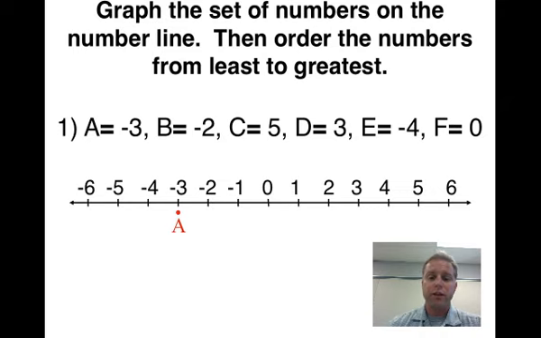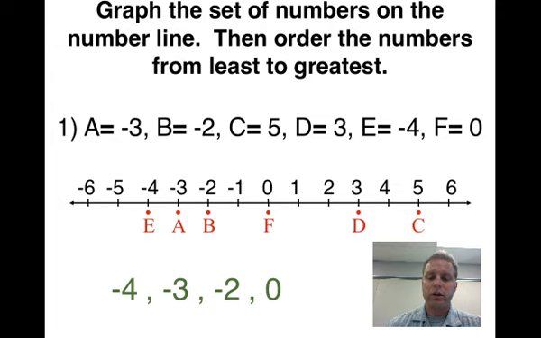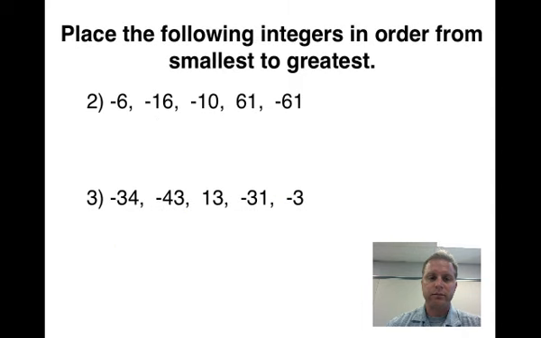Okay, so find -2, that's going to be to the right of B. C is a +5, so that's going to be way to the right. Then we have D is 3, so we're going to go back to the left here. E is -4, so we'll go over to the far left. And then F is 0, which is also known as the origin. So the order then of these from least to greatest would be -4, -3, -2, 0, 3, and 5. That's ordered from least to greatest.